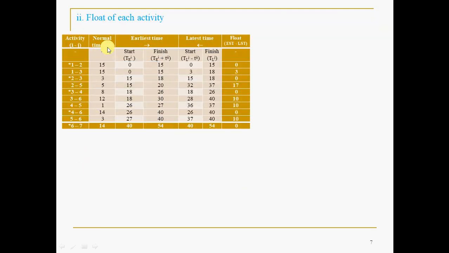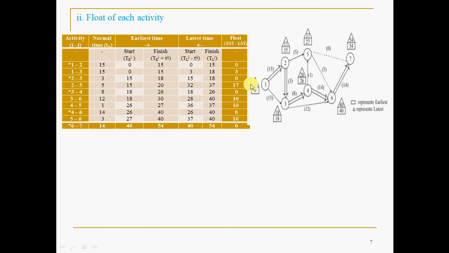There is a simple table: activity, normal time, I mean the duration, earliest time, latest time, float. So these are the activities; you have to list the activities. For convenience, I have taken the same network here. So 1 to 2, 1 to 3, all the durations are given. So earliest start time and earliest finish time, I have already explained here.